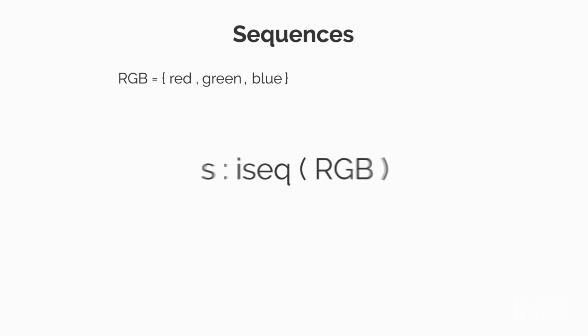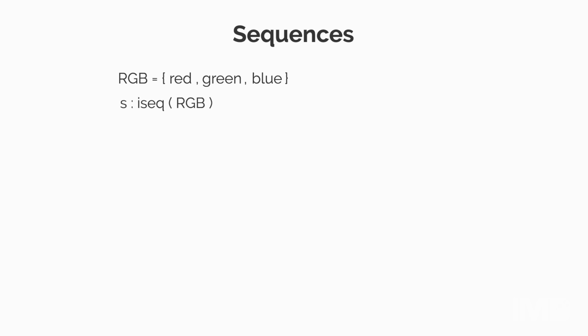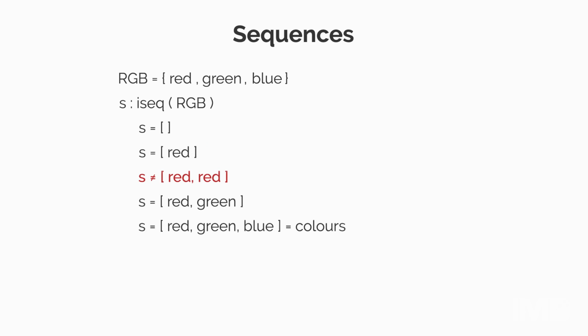Now, if S is a member of iseq of RGB, it can be any sequence that has no repetition. Therefore, it cannot be the sequence red and red, but it can be the empty sequence, the sequence containing red, the sequence containing red and green, our sequence example, the sequence colors containing red, green, and blue, the sequence containing green, the sequence containing green and blue, and so on.